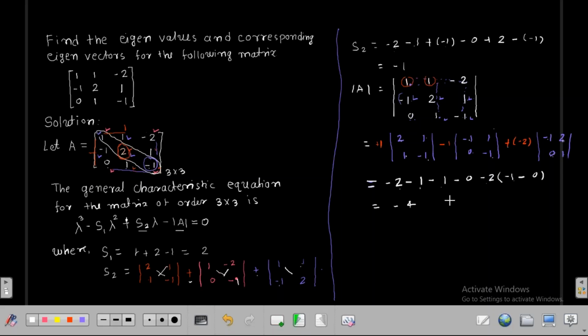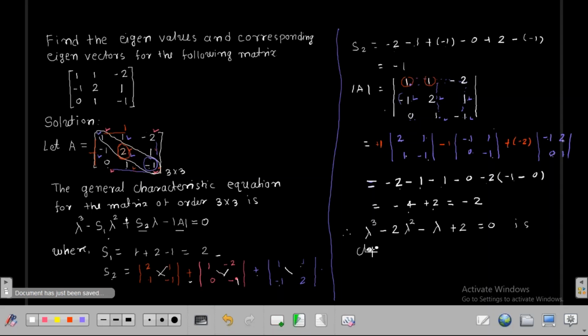Now minus 2 into minus 1 is plus 2. So minus 4 plus 2 is minus 2. Therefore, put this S1, S2 and determinant in this equation. So therefore lambda cube minus S1, S1 is 2, so 2 lambda square, minus S2, S2 is minus 1, so minus minus 1 lambda, then determinant A, determinant is minus 2, so minus minus, plus 2 equal to 0.